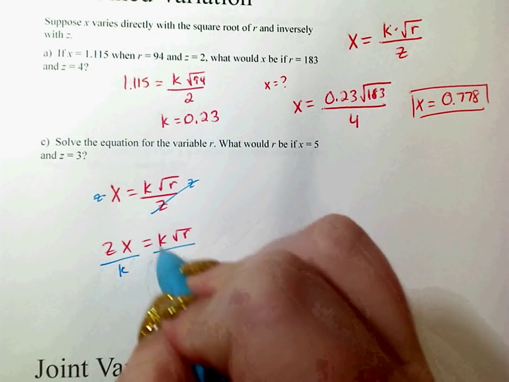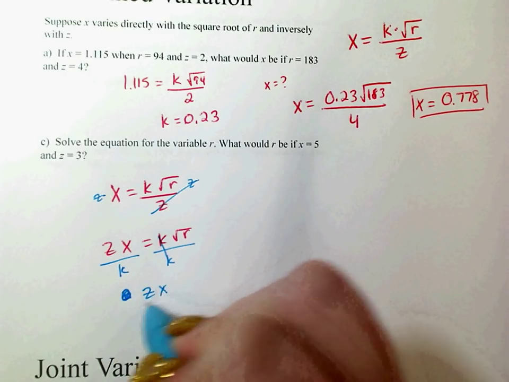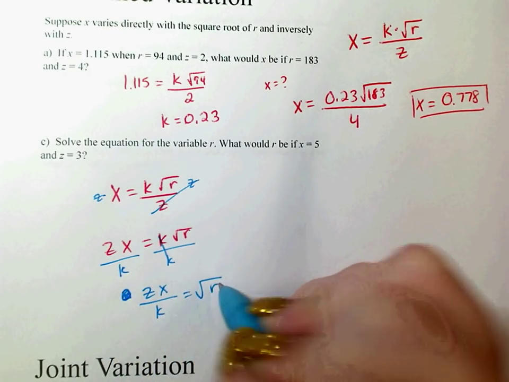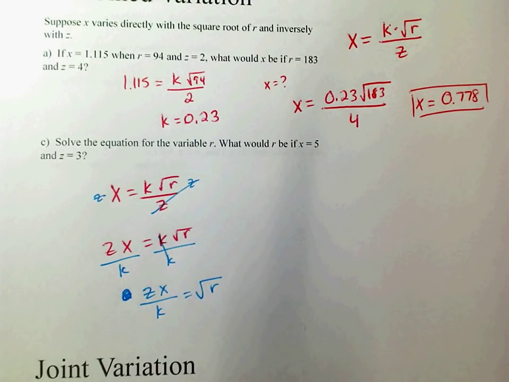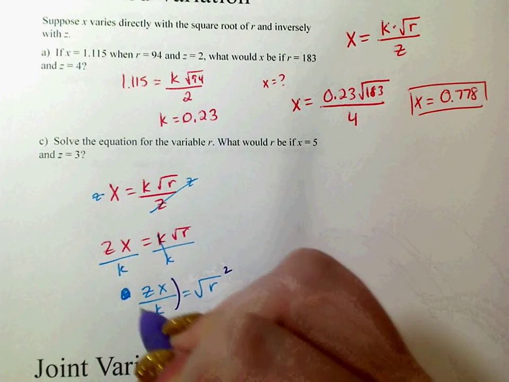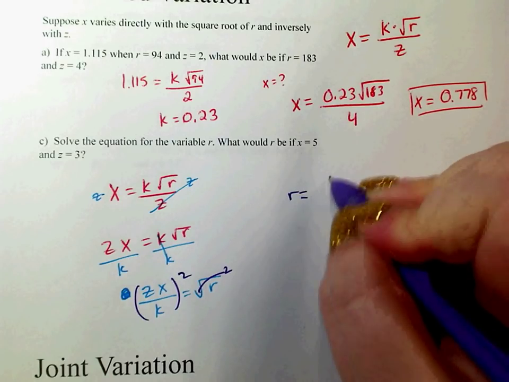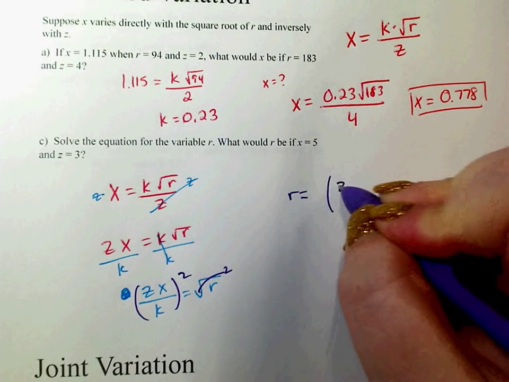So, just not 2, zx divided by k equals the square root of r. And then the inverse operation of the square root is the square, so I'm going to square both sides. So I've got r is z times x divided by k, squared.